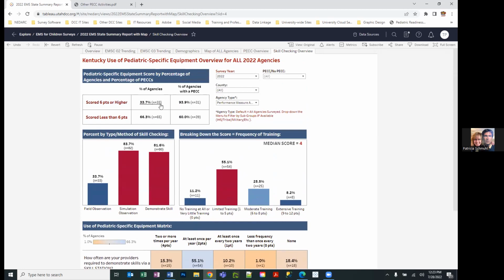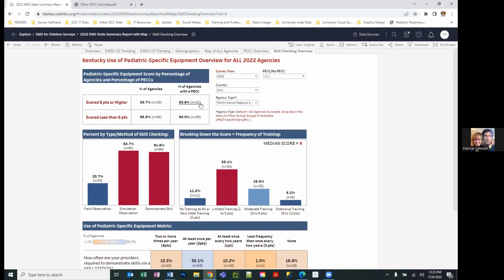And again, this is everyone. This would be including your military, your IHS, tribal, etc. And then what's really amazing here is those that have a PEC. So of those that scored higher, 94% of them had a PEC.